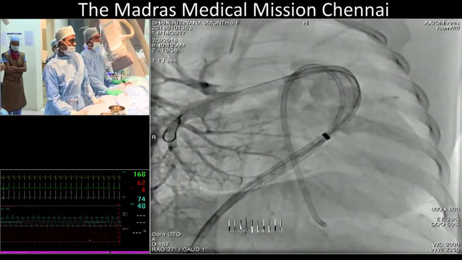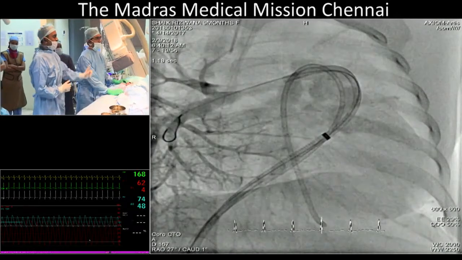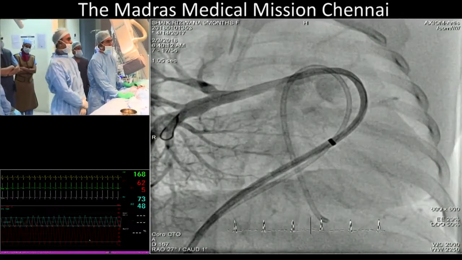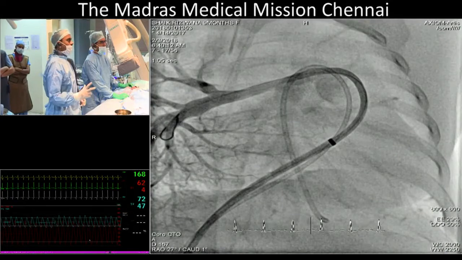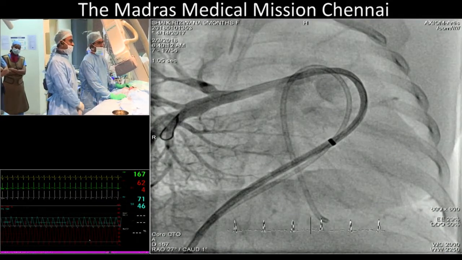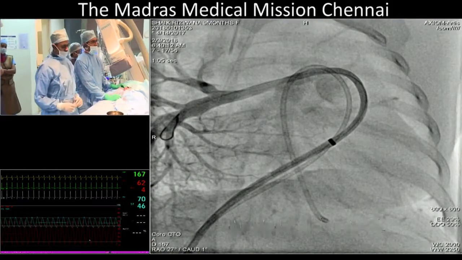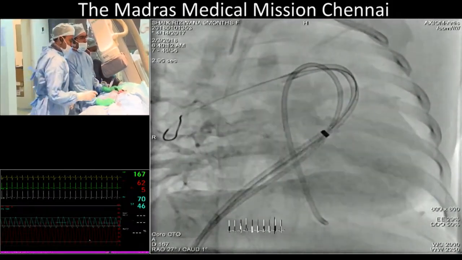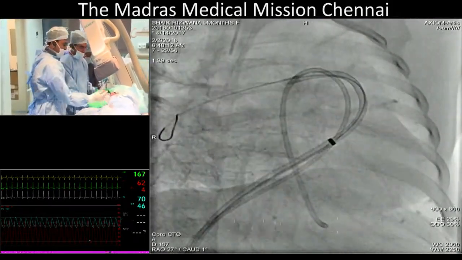What you are seeing, the pressures now, is post balloon dilatation, and there is streaming of contrast here, so we are not able to get a good picture. I will try to give you a direct injection from the sheath.